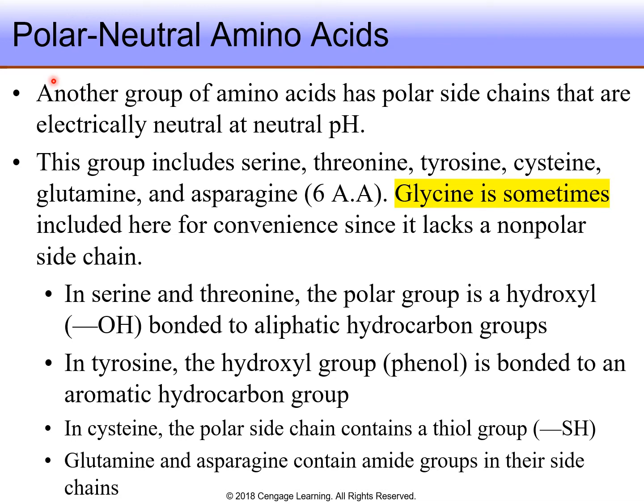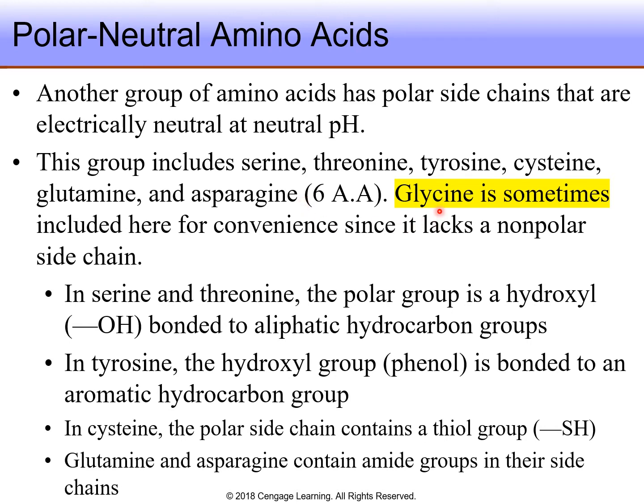Now, then we have a second category, polar neutral amino acids. Another group of amino acids has polar side chains that are electrically neutral at neutral pH. This group includes serine, threonine, tyrosine, cysteine, glutamine, and asparagine. These are also 6 amino acids. So 6 plus 9, 15, and 5 remain.